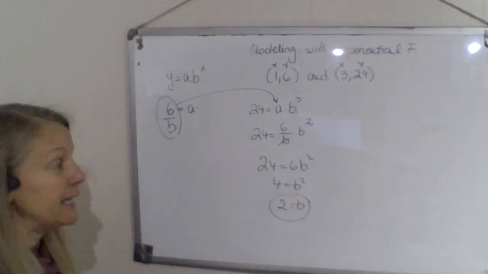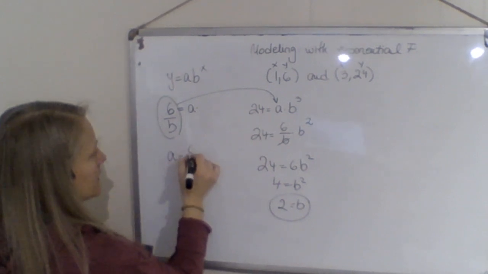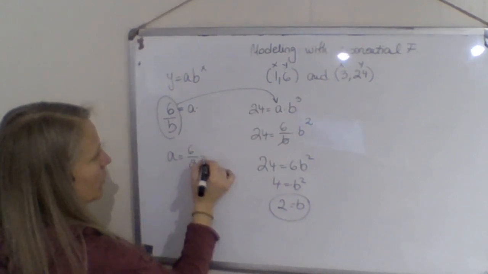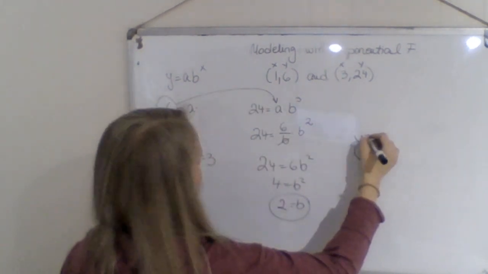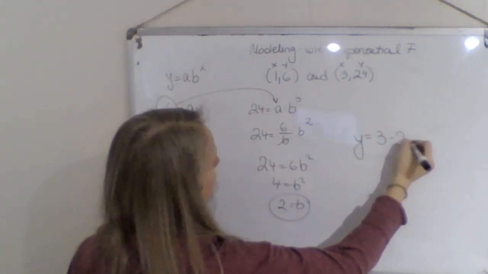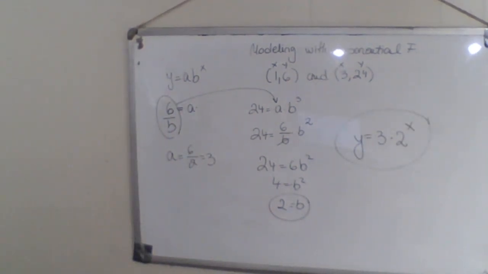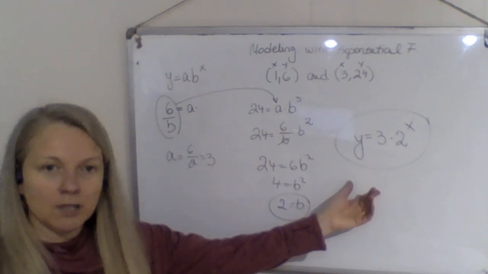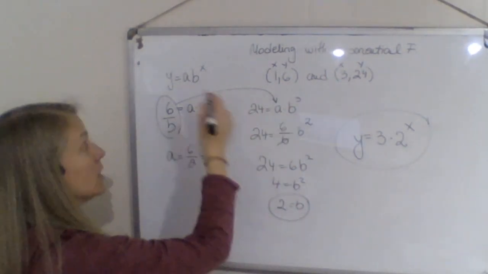So I have my b, which means now I can go ahead and get my a. My a is 6 over 2, or 3, which means really my function is y equals 3 times 2 to the x. Once I get my a and my b, I just plug them in there and I get my function out. So remember, every time you have 2 points, you plug them in here.